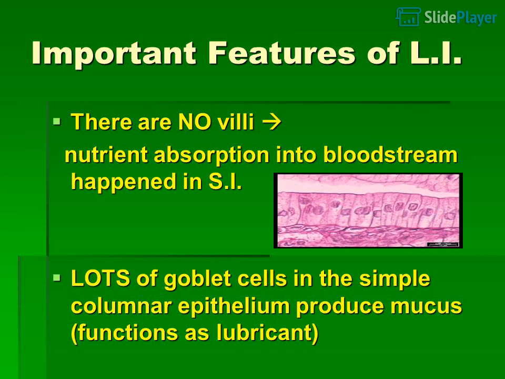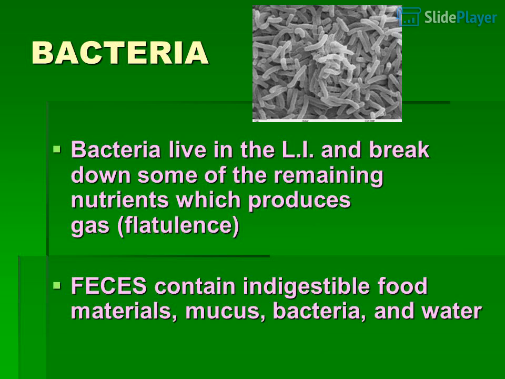Important features of LI. There are no villi. Nutrient absorption into bloodstream happens in SI. Lots of goblet cells in the simple columnar epithelium produce mucus, which functions as lubricant. Bacteria live in the LI and break down some of the remaining nutrients, which produces gas, flatulence. Feces contain indigestible food materials, mucus, bacteria, and water.